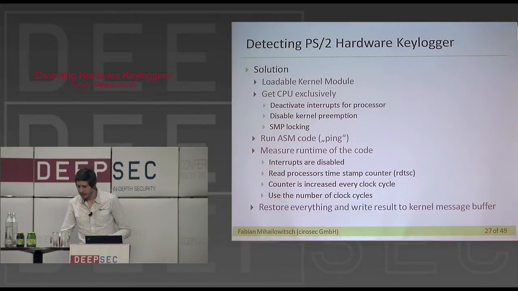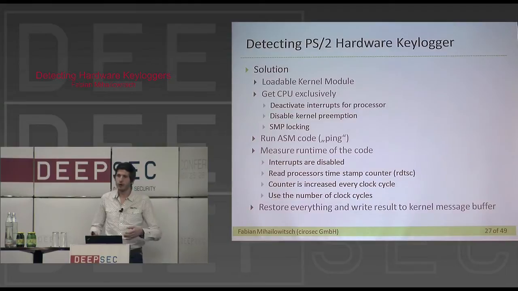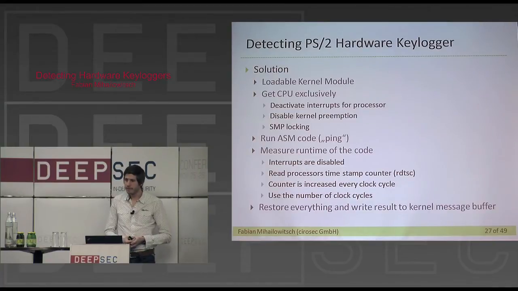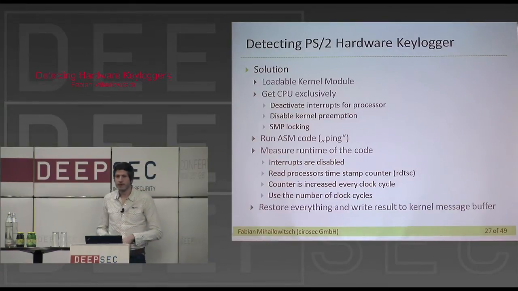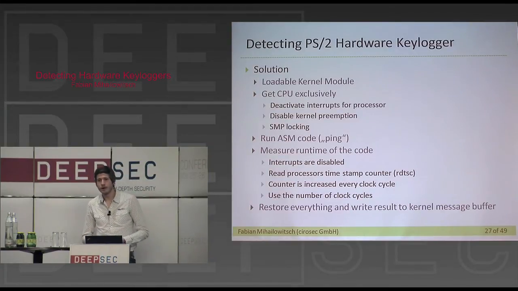So what I did is I wrote a small loadable kernel module for Linux and tried to get the CPU exclusively. Therefore, I disabled kernel preemption, I disabled interrupts for the processor, I got the big kernel lock, and all kinds of stuff just to get the CPU exclusively and then run my assembler checking code I showed you on the previous slide.